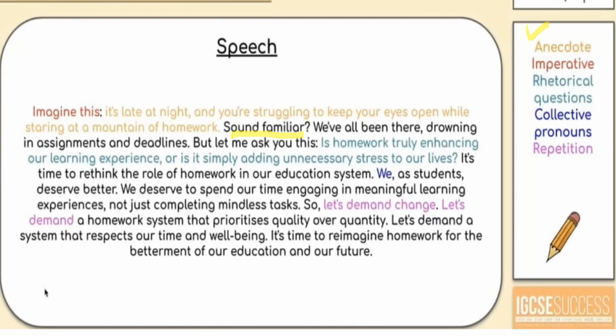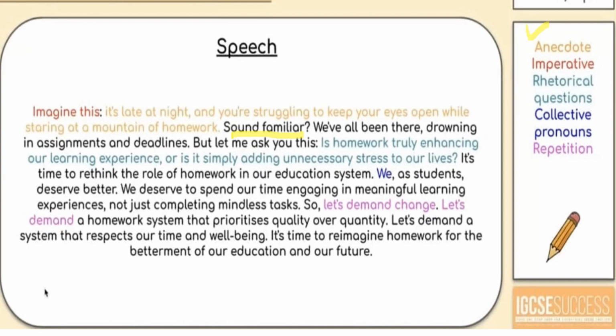It's time to rethink the role of homework in our education system. We, a collective pronoun, as students, deserve better. We deserve to spend our time engaging in meaningful learning experiences, not just completing mindless tasks. So look at the style: the writer is very effective in writing the sentences, with a variety of sentences.